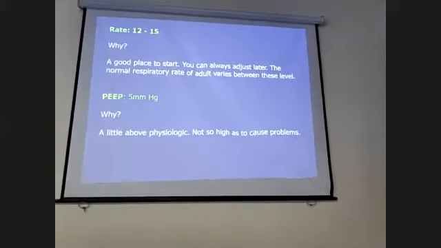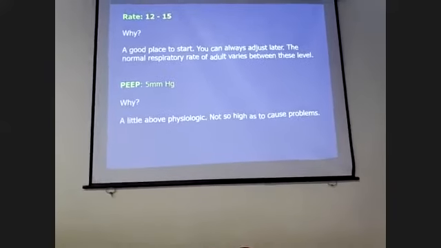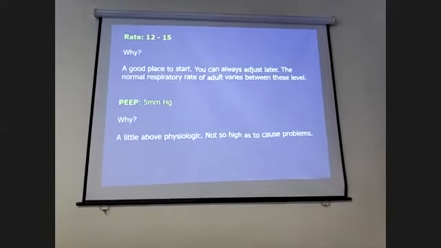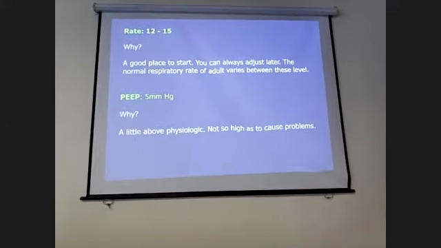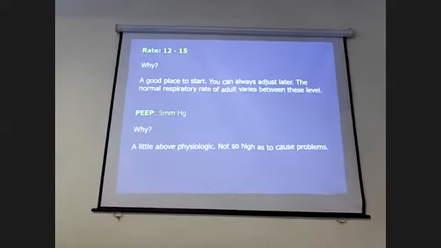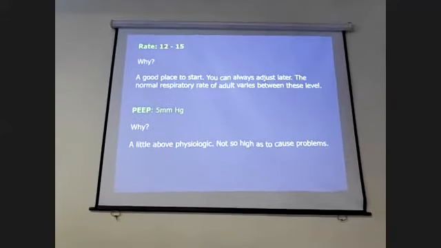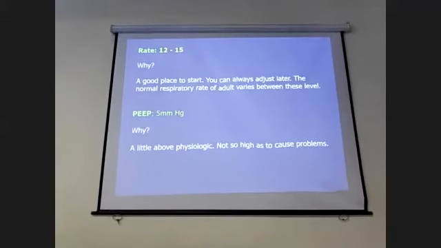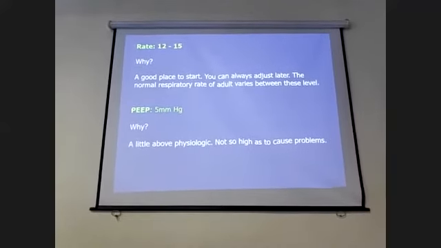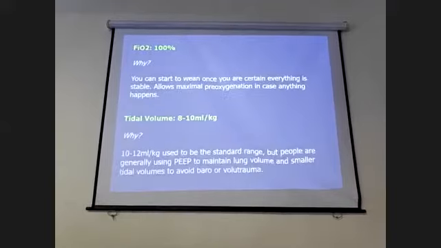PEEP of 5. Why? A little bit of PEEP always helps to keep the alveoli open, because there are so many interfaces in between. A ventilator is there, an interface circuit is there, the endotracheal tube is there. So many resistances are there. So you keep a PEEP of 5, which will take care of all the resistances and try to maintain a good opening of the lungs.